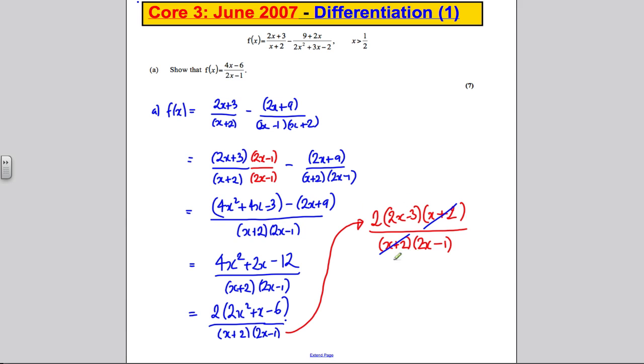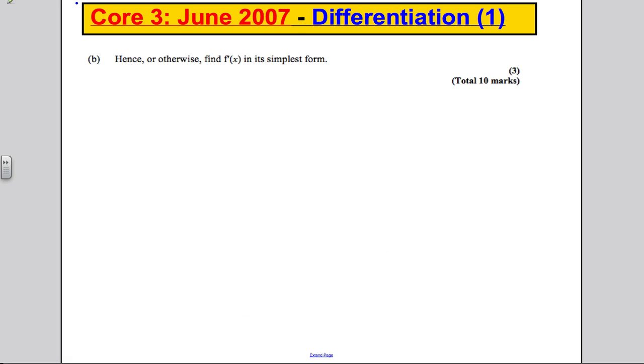The 2 can be timesed into this, and you would get 4x subtract 6 all over 2x subtract 1. That is exactly what you were asked to find in this question, and they are 7 marks, and that's quite straightforward. Okay, next part. It says, hence or otherwise, find f dash x in simplest form, the derivative.